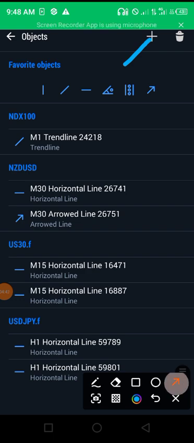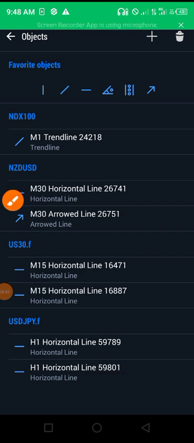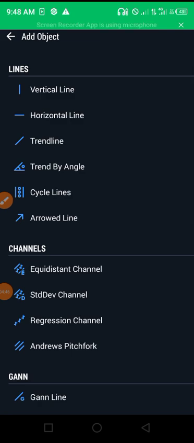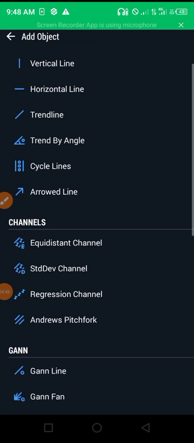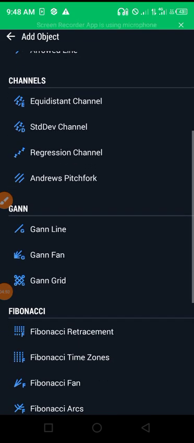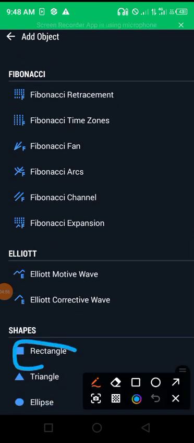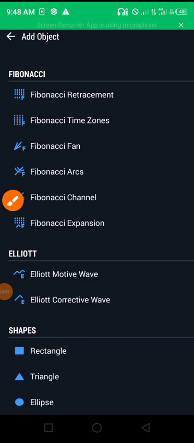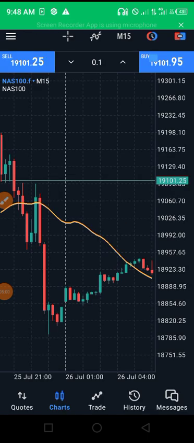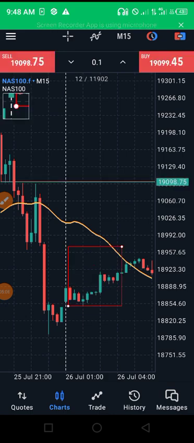Okay, after clicking on that add button, we want to look for our rectangle line. Coming to our box rectangle line, this is it here. This is our box rectangle line. So just click on it. After clicking on it, we are going to draw our rectangle line. Look at the line I'm drawing now.